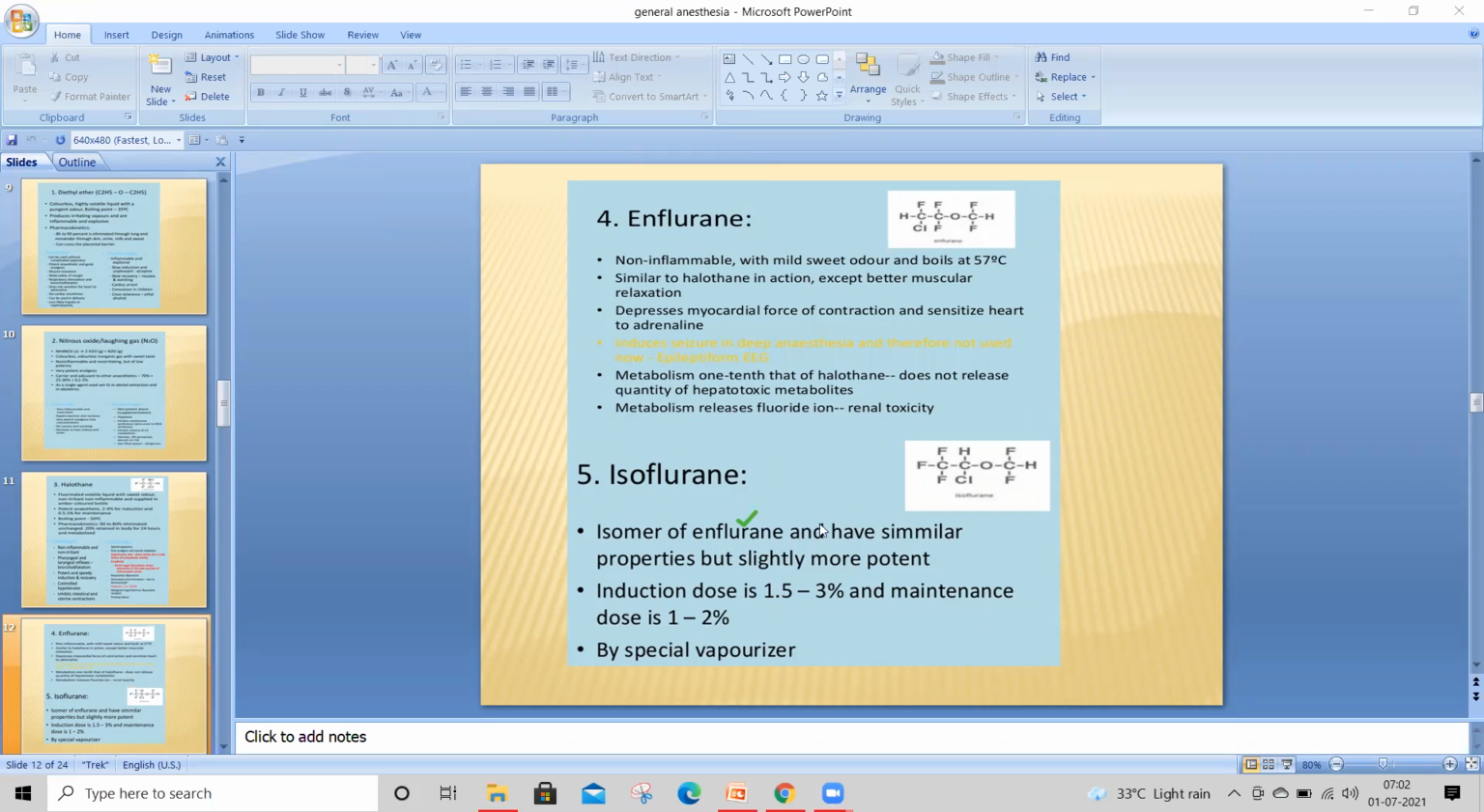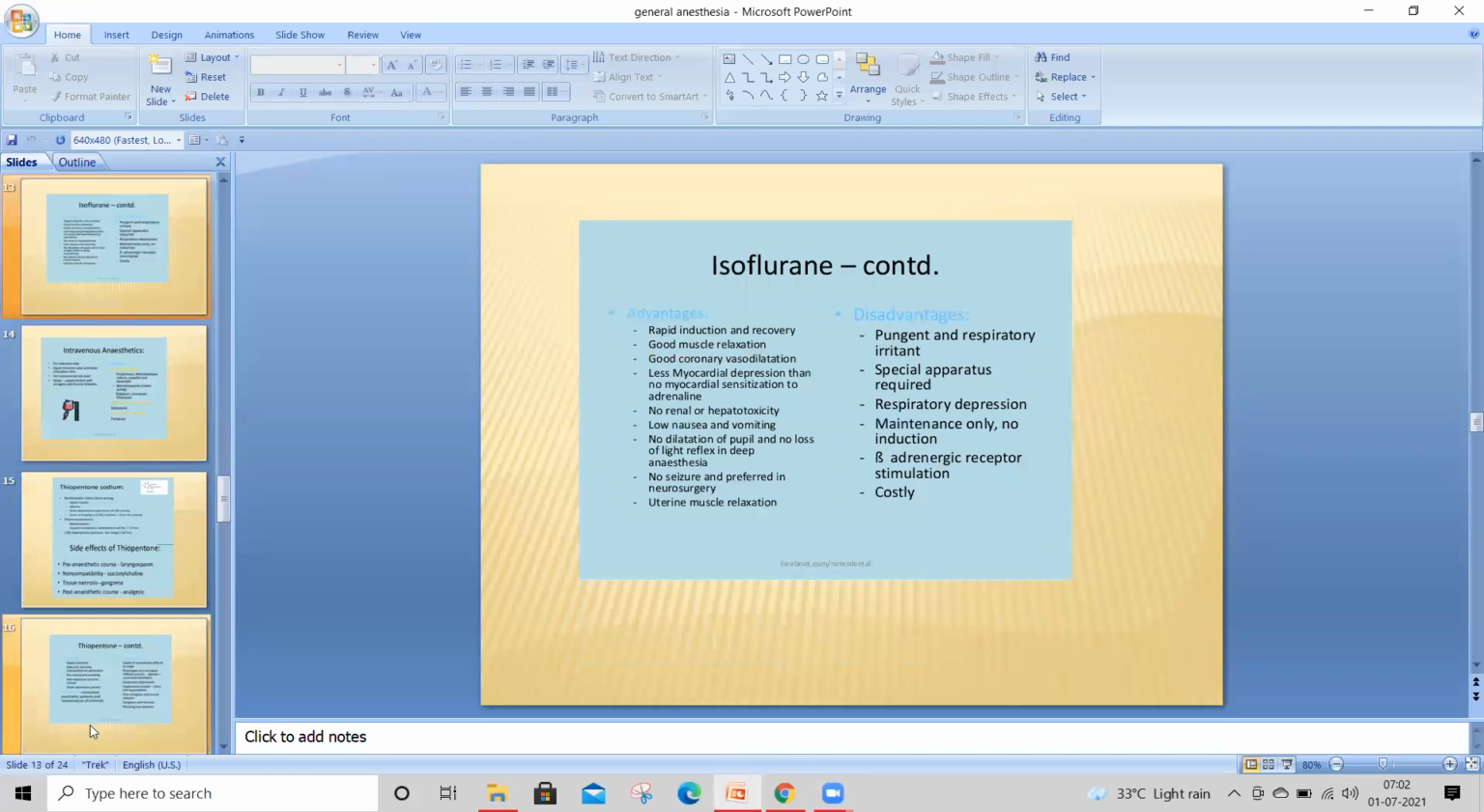And next, you have to know isoflurane advantage, disadvantage also. You have to remember. In advantage, you can say rapid induction and recovery, good muscle relaxation, and it has no renal or hepatotoxicity, and it may cause nausea, vomiting, but not that much.